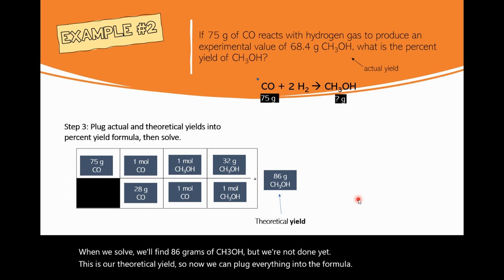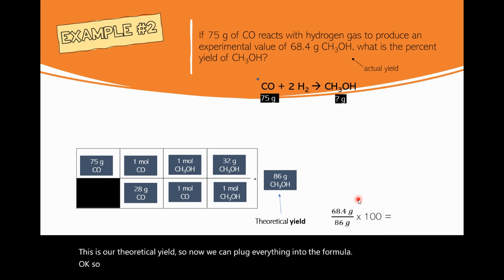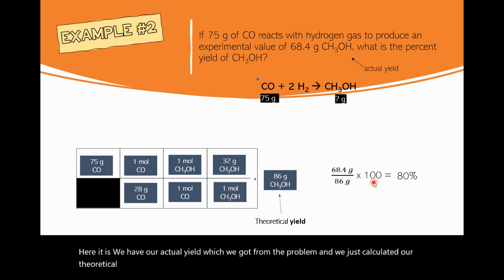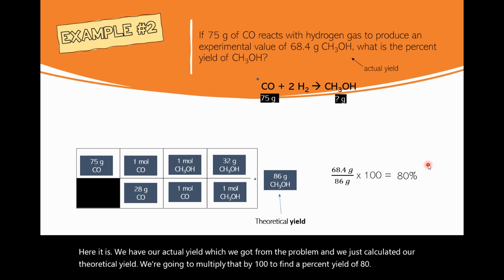Okay, so step 3. Here it is. We have our actual yield, which we got from the problem, and we just calculated our theoretical yield. We're going to multiply that by 100 to find a percent yield of 80, which is not bad at all.